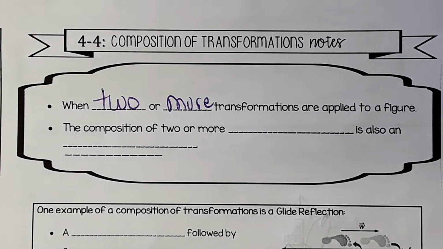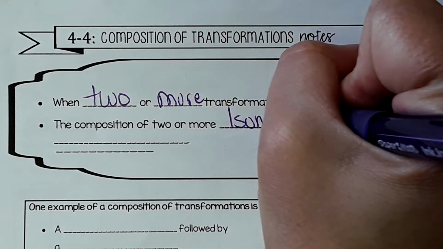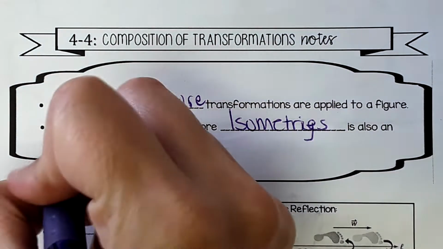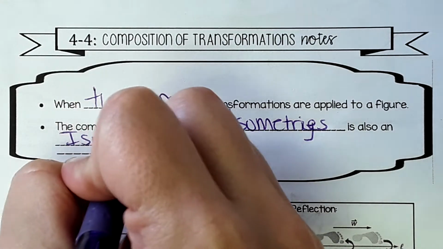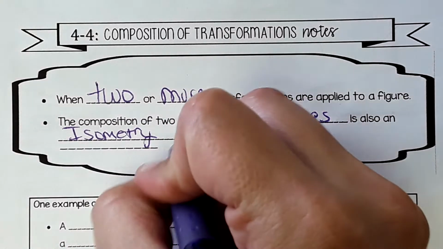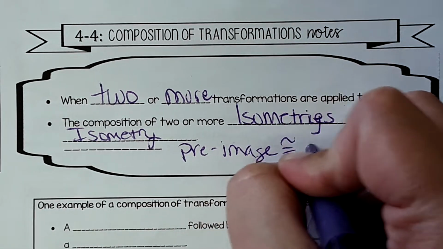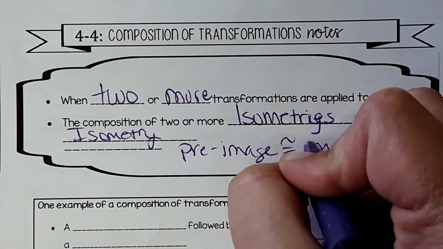The composition of two or more, and this is a new word, isometries. Isometries is also an isometry. What that word means is that when you change the location of the shape, the shape isn't changing itself. All the dimensions, all the angles, everything's the same. It's just changing location, so that's an isometry. The pre-image is congruent to the image, so all the dimensions are still the same.